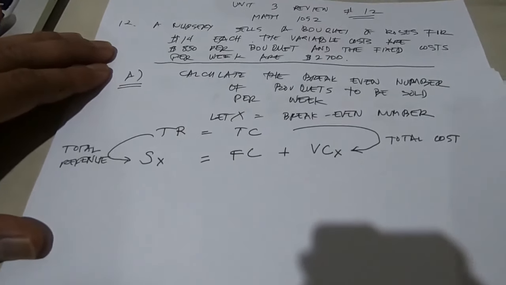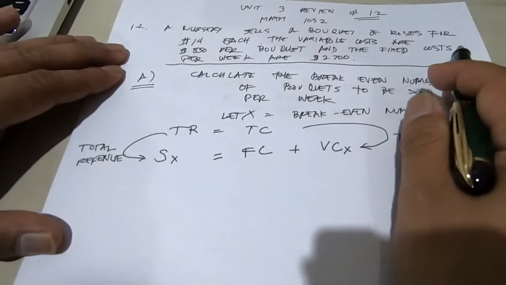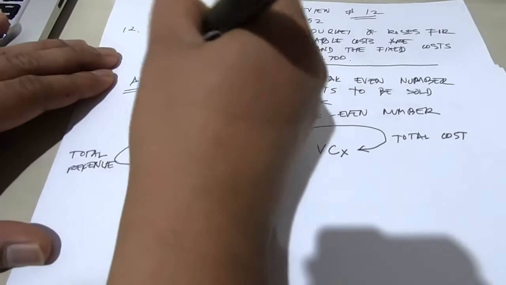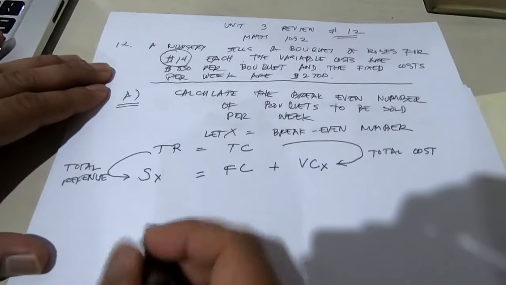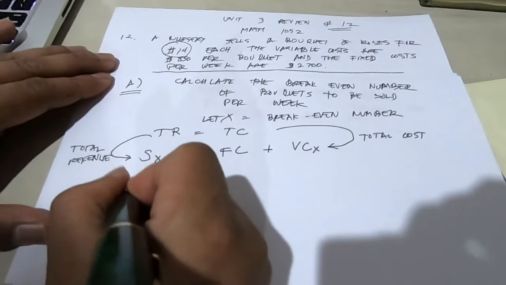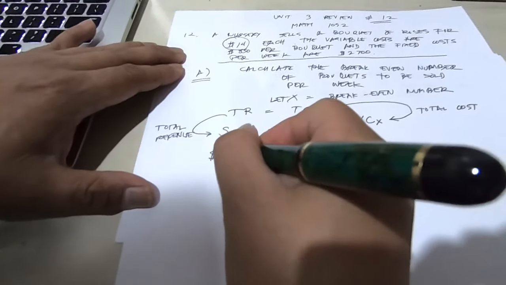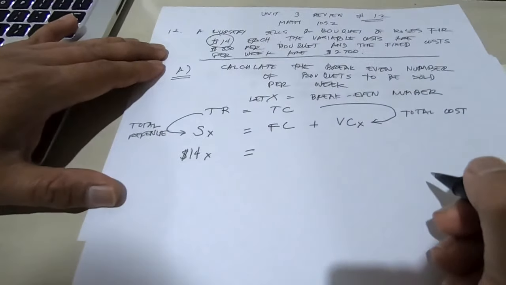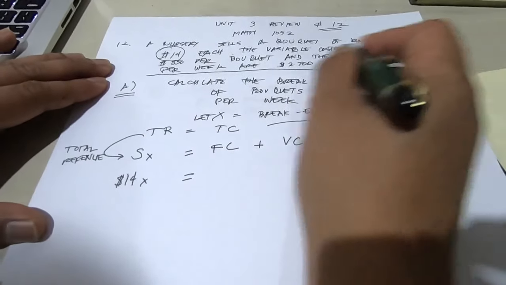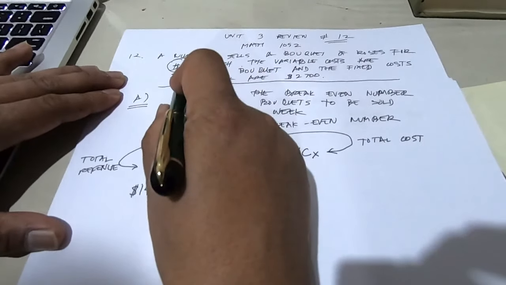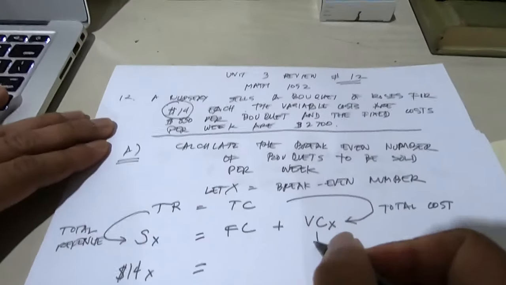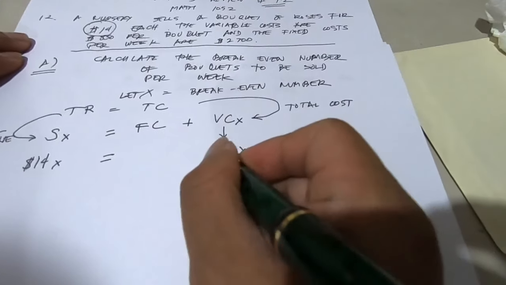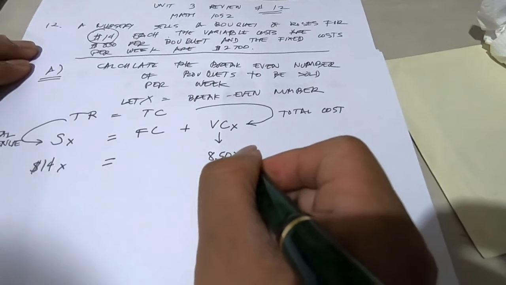So we go back to the word problem. A nursery sells the bouquet of roses for $14 each. The first sentence, we have the first given, which is $14, and that's the selling price. So we plug in $14 here, bring down X, which is the break-even number, equals, and we go on. The next sentence, the variable costs are $8.50 per bouquet. So $8.50, that's the variable cost, goes down here, and X goes down as well. So $8.50 multiplied by the break-even number.